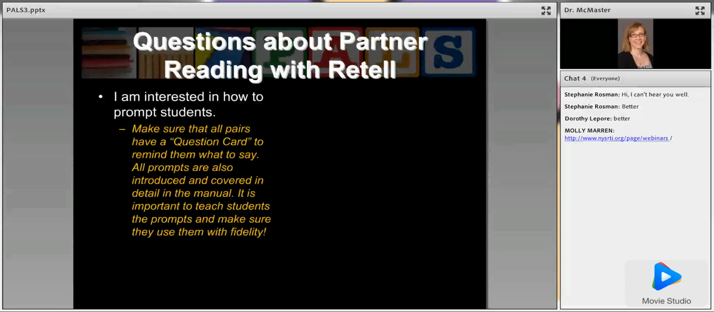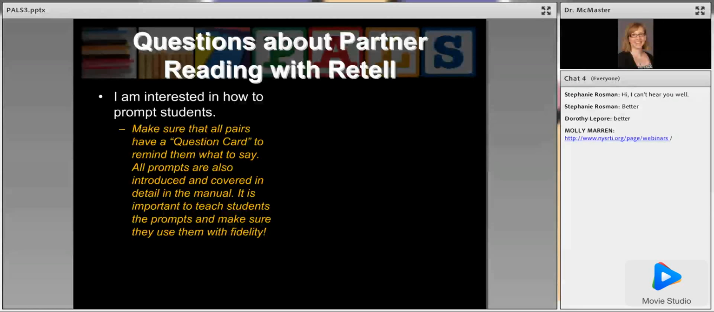A few of you posted some questions about partner reading with retell. One person noted that they're interested in how to prompt students, and I wasn't quite sure what this question necessarily meant, so I tried to answer it, but if I'm off track, please feel free to type in what you actually meant.